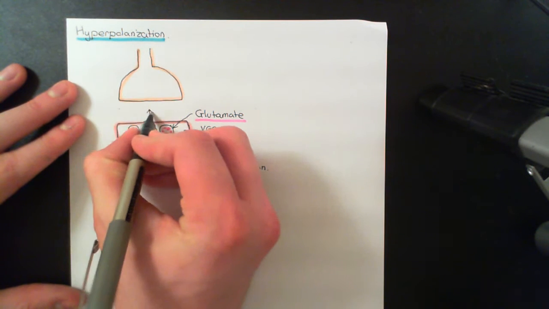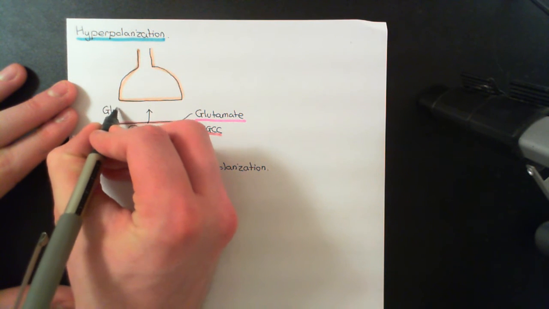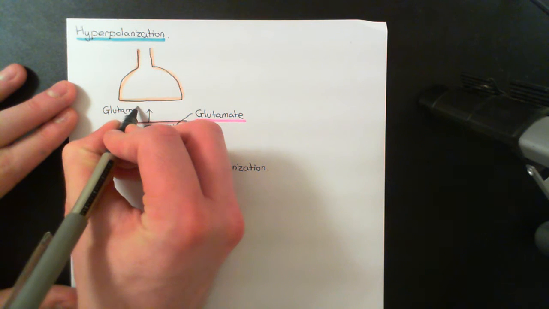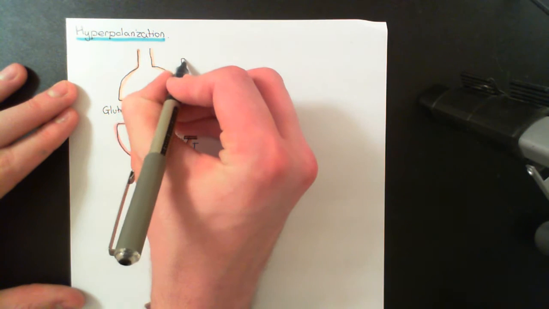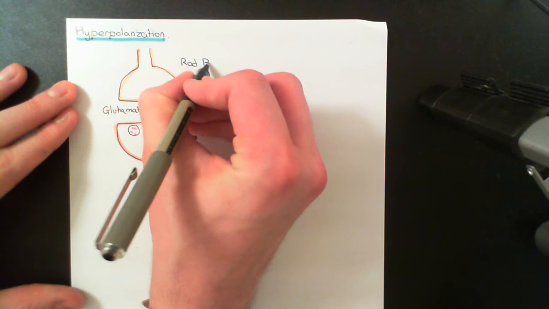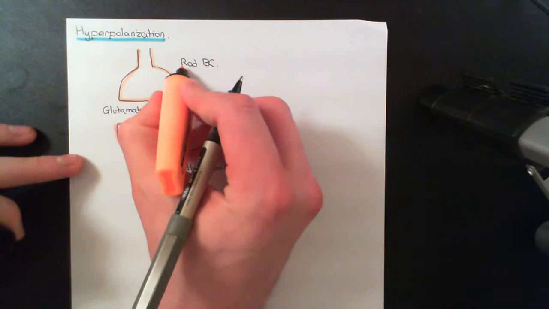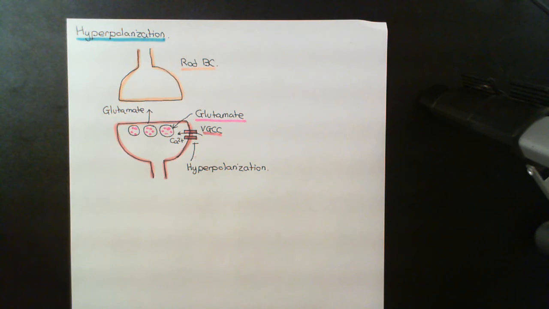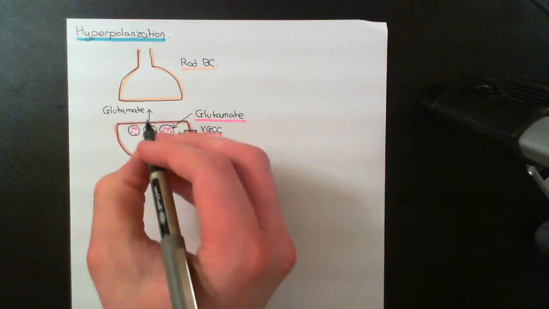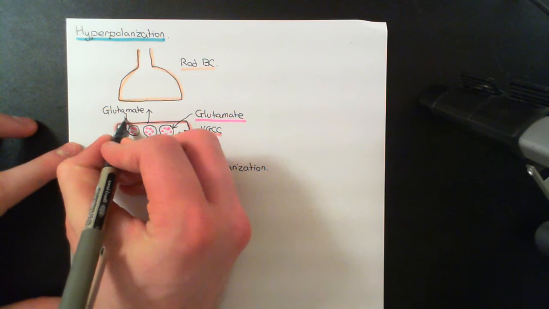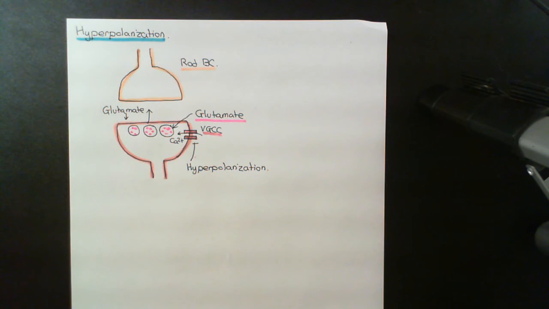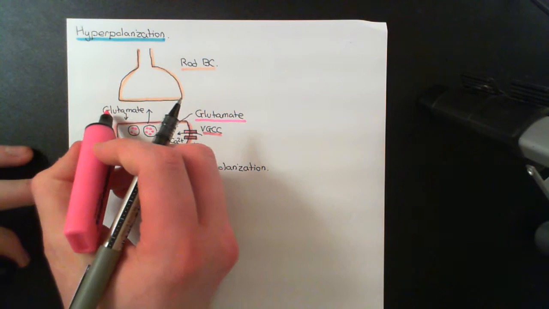So the amount of glutamate that's being released onto our bipolar cell, and this, by the way, I'll remind you, is a rod bipolar cell. We'll talk about cone bipolar cells later on. So this is a rod bipolar cell. It's receiving information from rods. Okay, so glutamate that's being released onto our rod bipolar cell is going to go down.